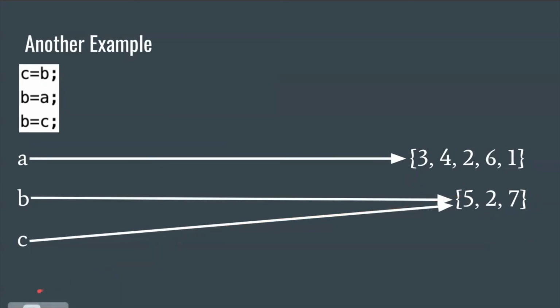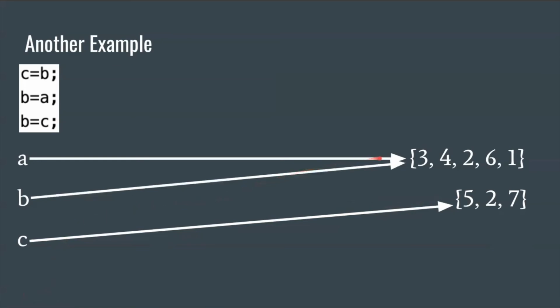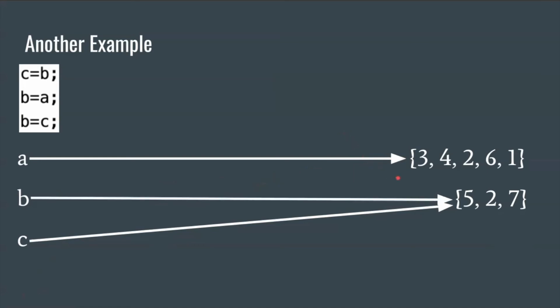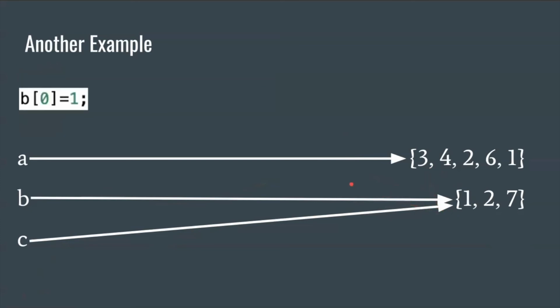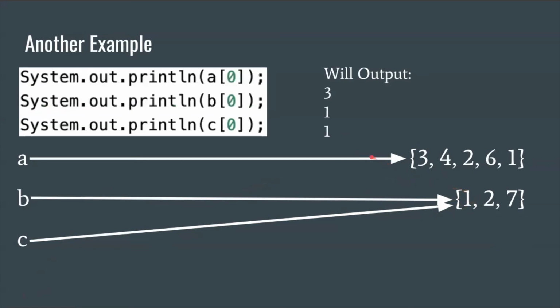So notice that we originally got B and A to point to the same array, but by doing B equals C, that will cause B to point to a different array. So now A and B are no longer pointing to the same thing. All right, and then B0 equals 1, that just changes the first element of this array to 1. And notice that since C is also pointing to this array, it will also modify C. All right, and then now we print out A0, B0, C0, that will print out 3, 1, and 1.